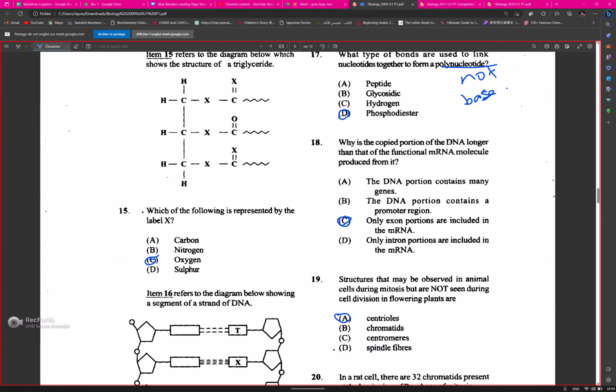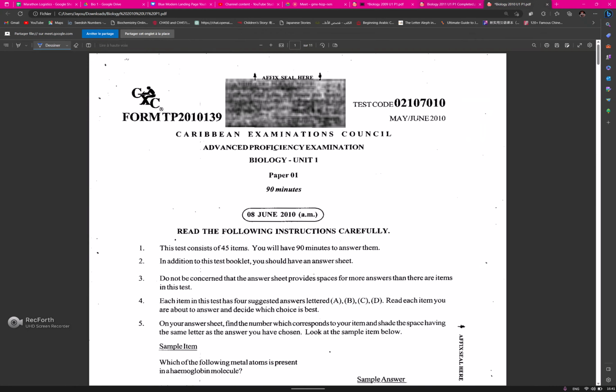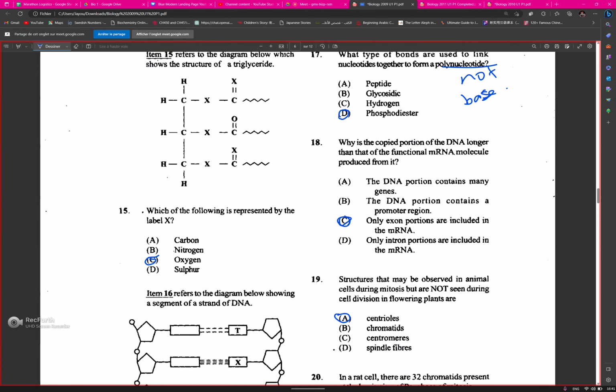The DNA portion contains a promoter region. The promoter region. That makes sense, no? That makes sense. Wait, that makes sense for real. Oh, okay, I'm thinking about it. When you look at it, right? Okay, let's see this. Oh, okay, I'm seeing something.